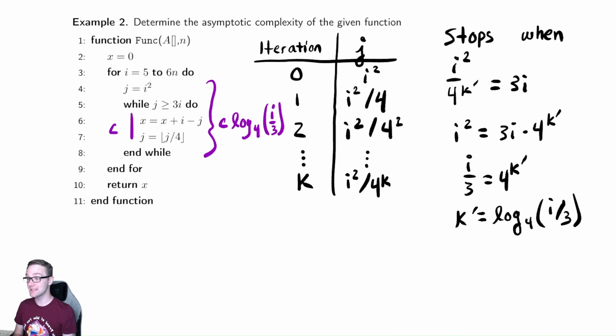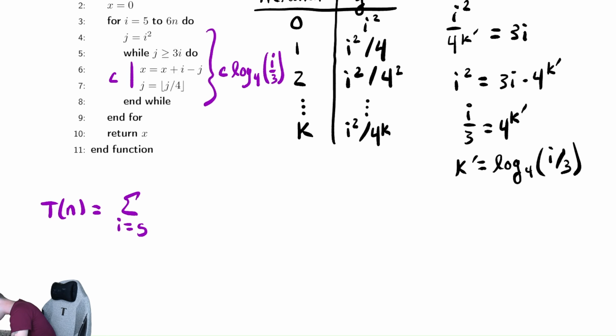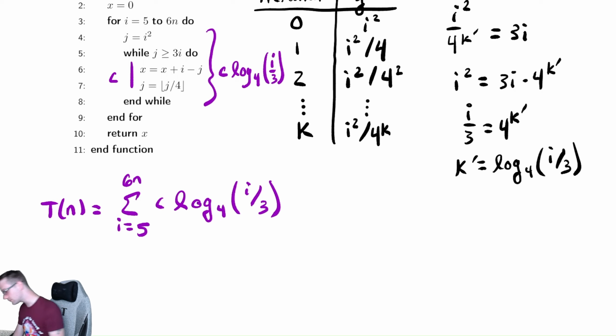Now that we have that, that tells me the cost of running the body of the for loop. For loops, as we mentioned in the previous problem, are very convenient. Their runtime can be determined by simply using summations. So I can express the running time of the for loop as a summation, going from the bottom bound of the loop, which was 5, to the top bound of the loop, which was 6n, of the cost of the loop, which is c log base 4 of I divided by 3.